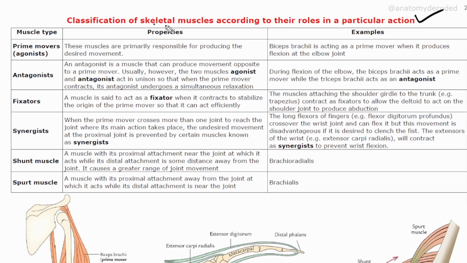So these are multiple different types of muscles with respect to their roles in a particular action. There might be a question called functional classification of skeletal muscle. In that case, you'll have to write about these headings. If the question comes on morphological classification, then you will have to write about the previous classification that we learned. So read the question carefully before attempting the answer. Okay, let's move ahead now.